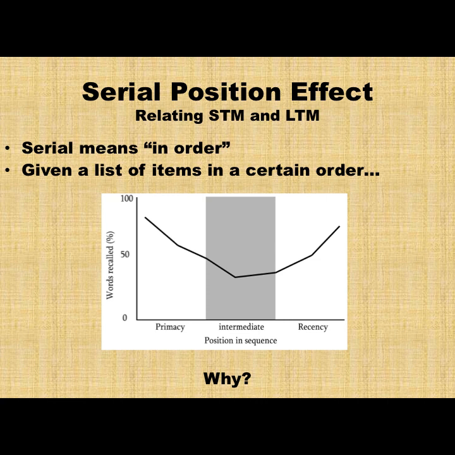Serial means in order, and basically, if a human is given a list of items in a certain order, this graph is a representation of what percent they will recall at which point the words are on the list. So in the primacy section, you remember most of the words, a high percentage. However, that begins to drop and drop until you're in the middle, in the intermediate section, where it reaches the all-time low. But then it begins to go up and up until it almost reaches that of the primacy height in the beginning, in the end recency section.